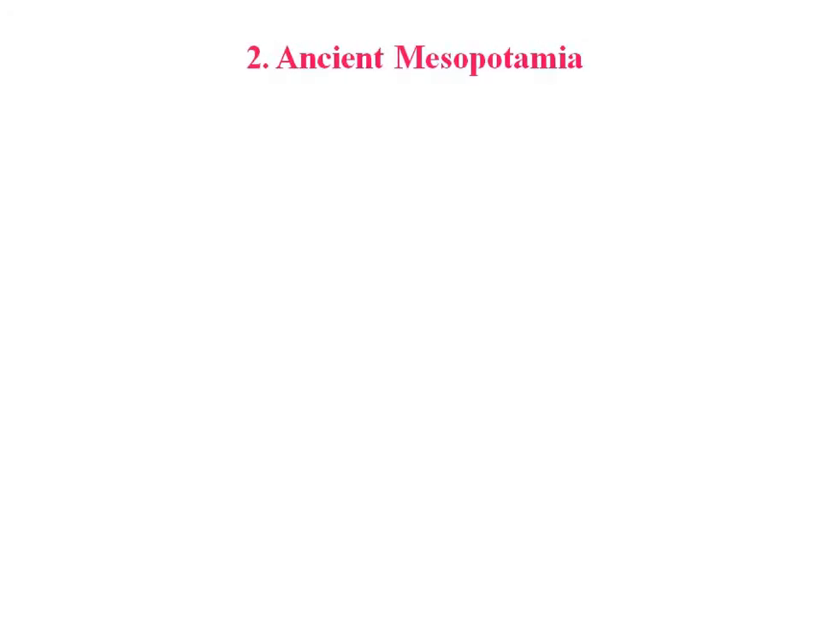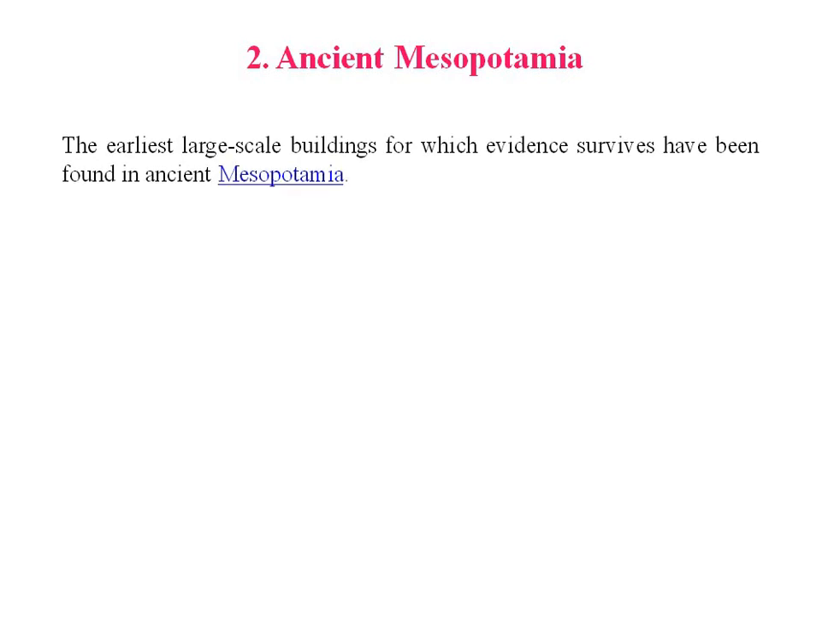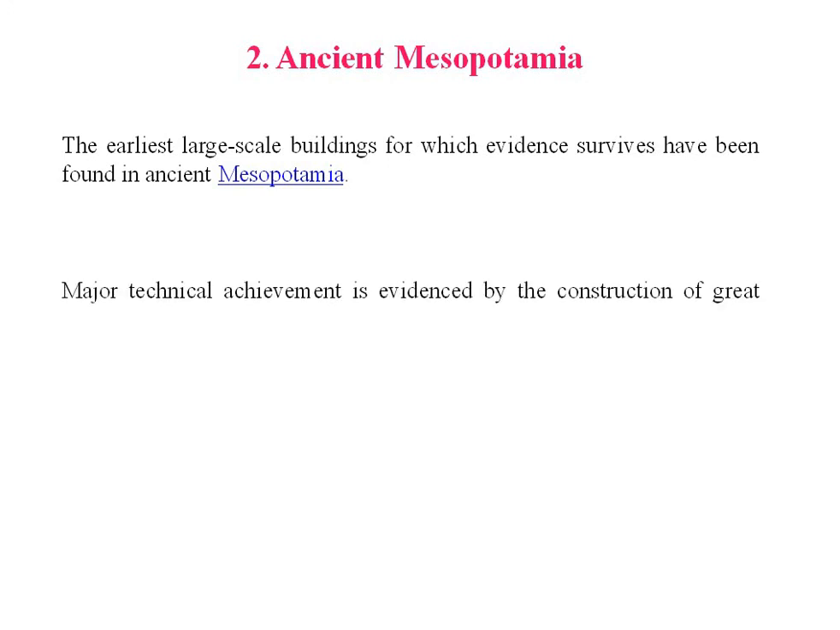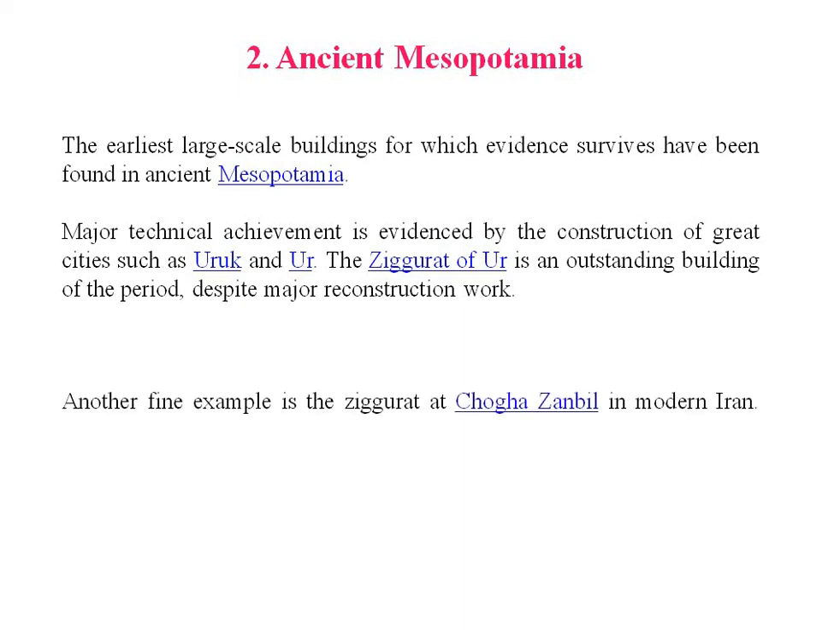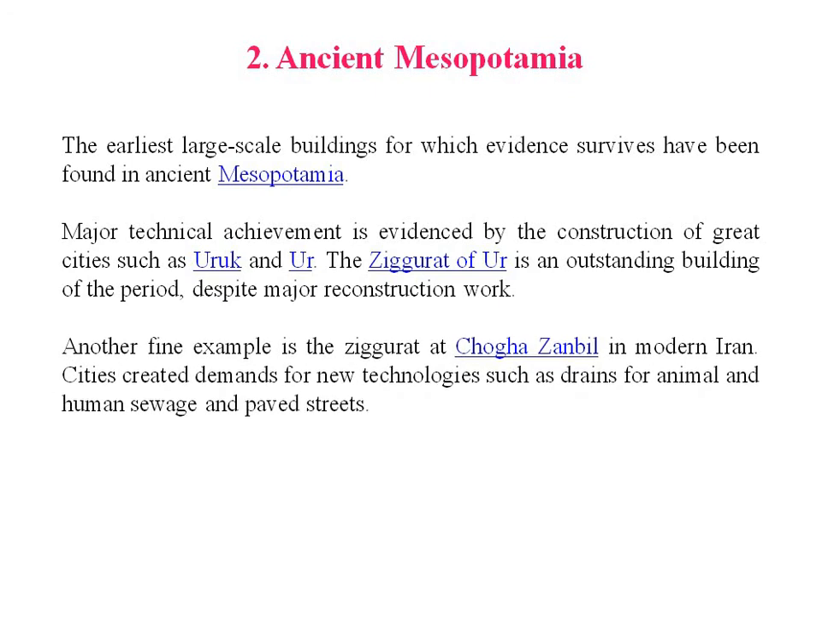Ancient Mesopotamia. The earliest large scale buildings for which evidence survives have been found in ancient Mesopotamia. Major technical achievement is evidenced by the construction of great cities such as Uruk and Ur. The Ziggurat of Ur is an outstanding building of the period, despite major reconstruction work. Another fine example is the Ziggurat at Chogha Zanbil in modern Iran.